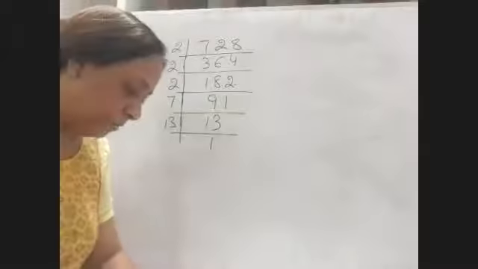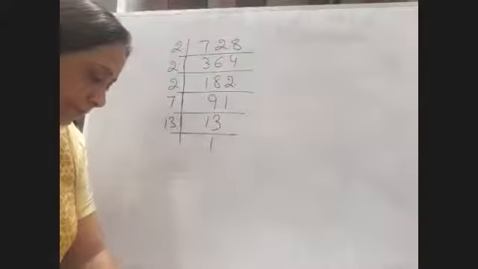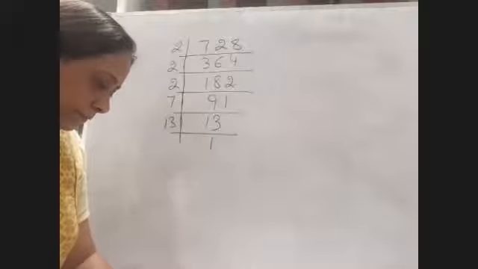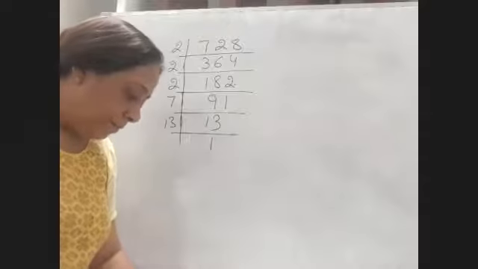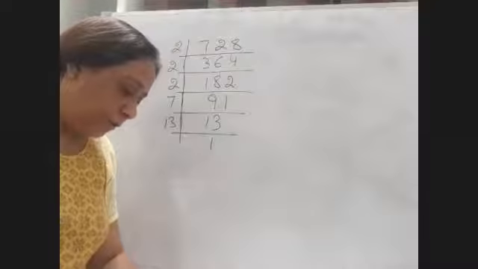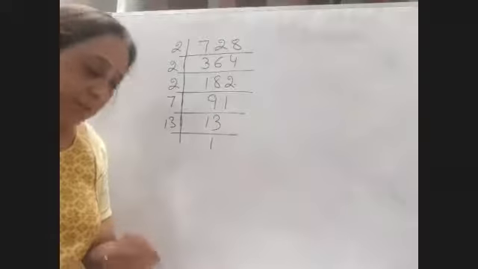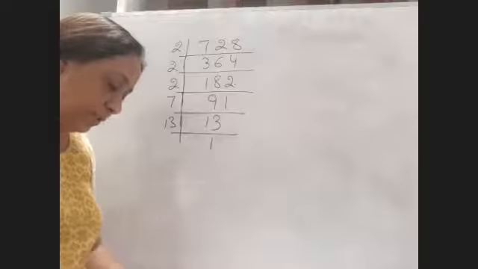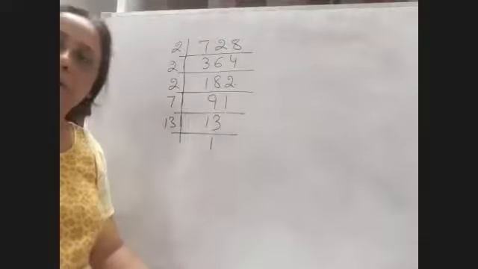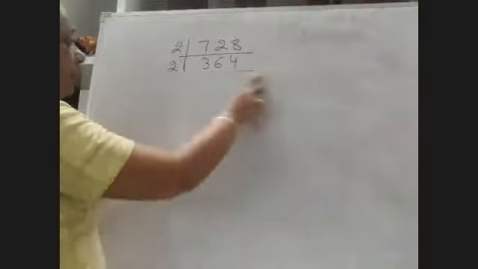This is question number 8, part E. Clear, students? Next is the 9th question. Write the prime factorization of each of the following numbers by the factor tree method. Now we'll find the prime factors of any number by the factor tree. Your first number is 90.